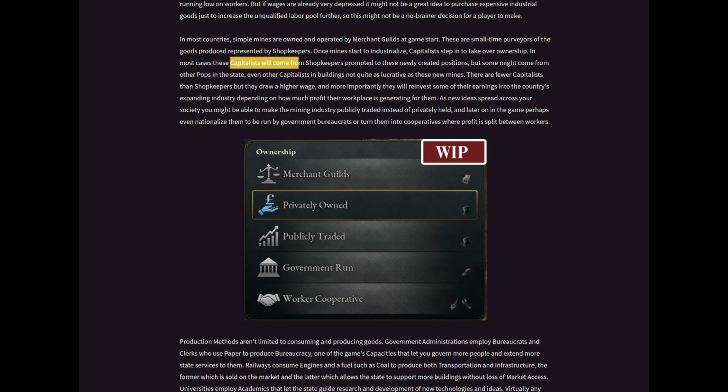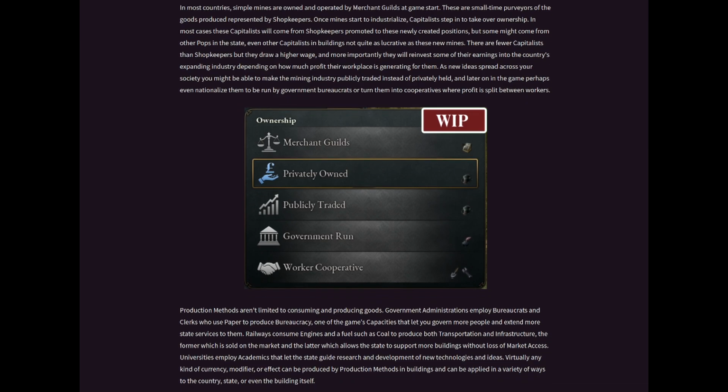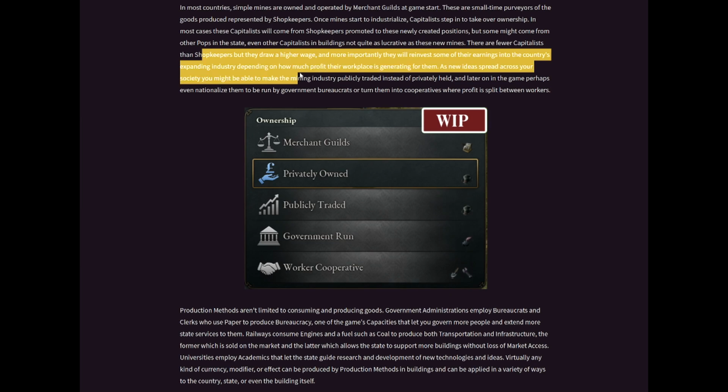These capitalists will come from shopkeepers promoted to these newly created positions, but some might come from other pops in the state. Even other capitalists in buildings not quite as lucrative as these new mines. There are fewer capitalists than shopkeepers, but they draw a higher wage, and more importantly, they will reinvest some of their earnings into the country's expanding industry, depending on how much profit their workplace is generating for them. Because they have higher earnings, they can afford to do so.